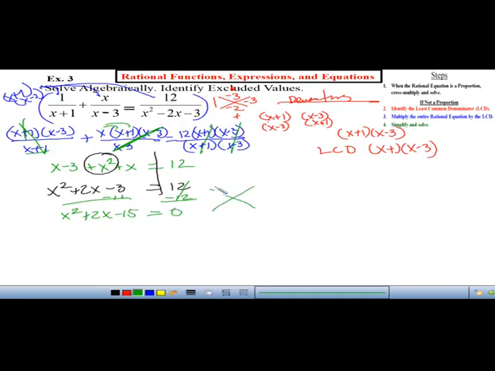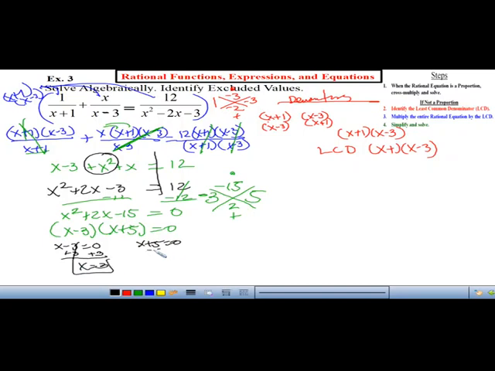Factors of 15 that add up to 2: negative 3 and 5. So my factors are x minus 3 and x plus 5, and all that equals 0. Solve x minus 3 equals 0, x plus 5 equals 0. So plus 3, x equals 3; minus 5, x equals negative 5. All right, so far so good.